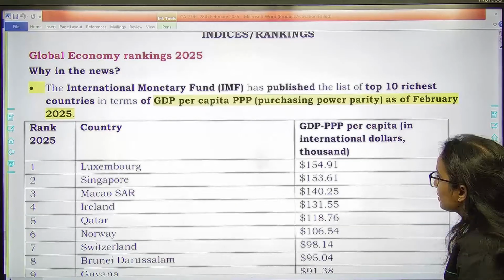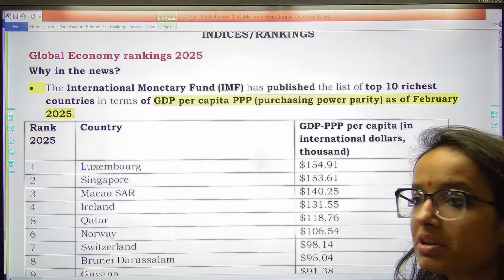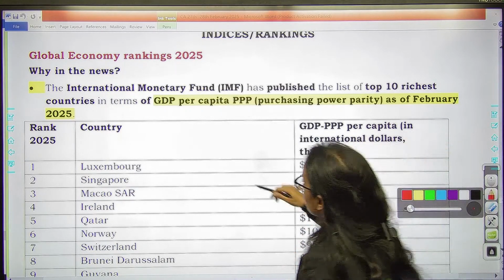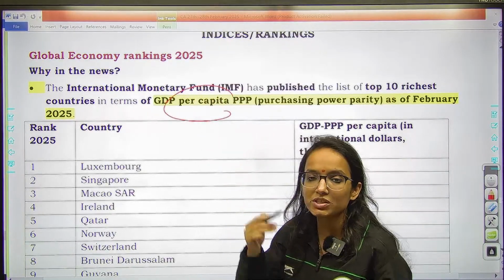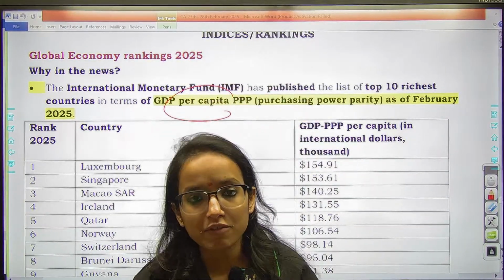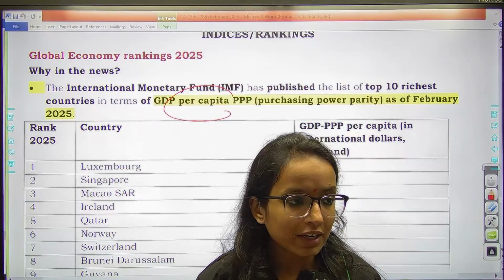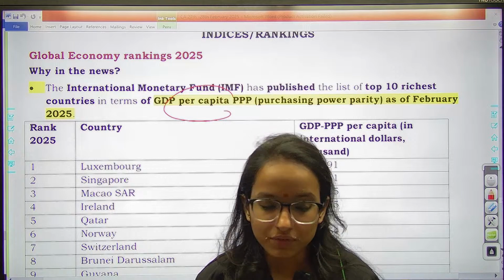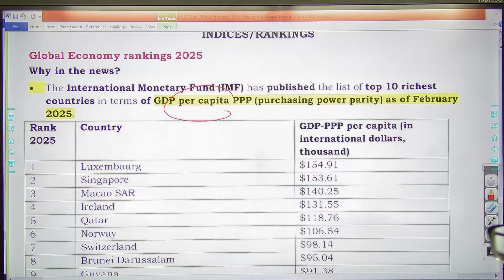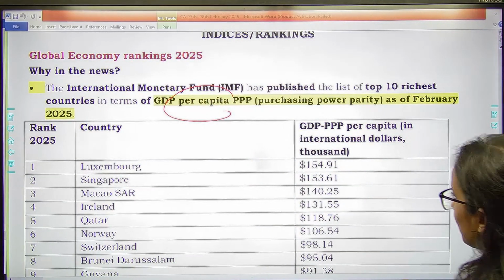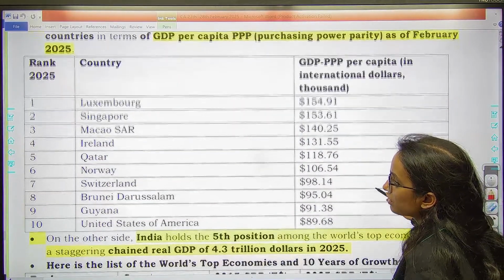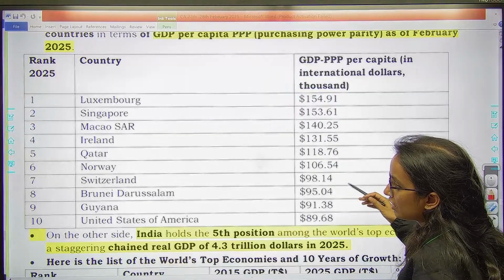Talking about indices and rankings, International Monetary Fund has published list of top 10 richest countries in terms of GDP per capita PPP, purchasing power parity. Purchasing power parity is what? Purchasing power parity mein we try to compare the two countries because purchasing power is different, right? So PPP use करके हम सबकी purchasing power के basis पे GDP पर कैपिटा को कंपेयर करते हैं. These are the top 10 countries: Luxembourg, Singapore, Macau, ASR, Ireland, Qatar.